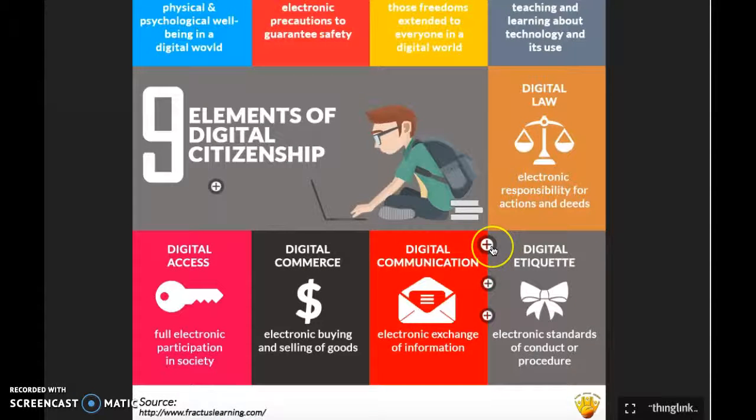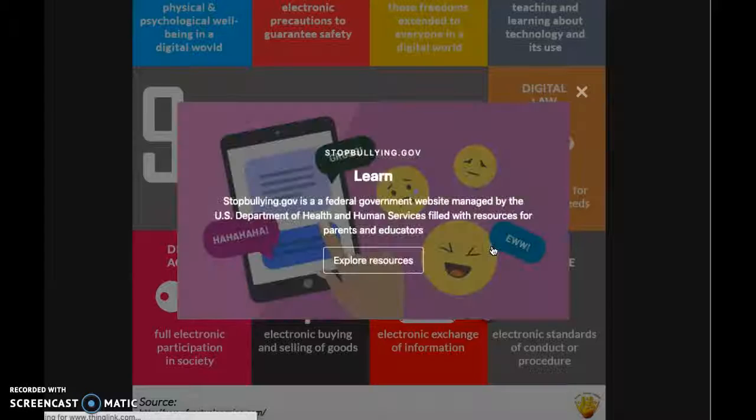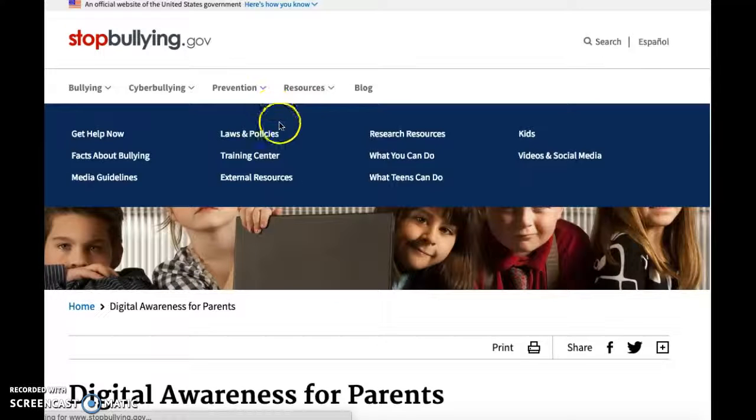So I've given, again, 2 different resources here. The first is stopbullying.gov. This is a federal government website managed by the U.S. Department of Health and Human Services, just filled with resources for parents and educators. I was really impressed with this site.